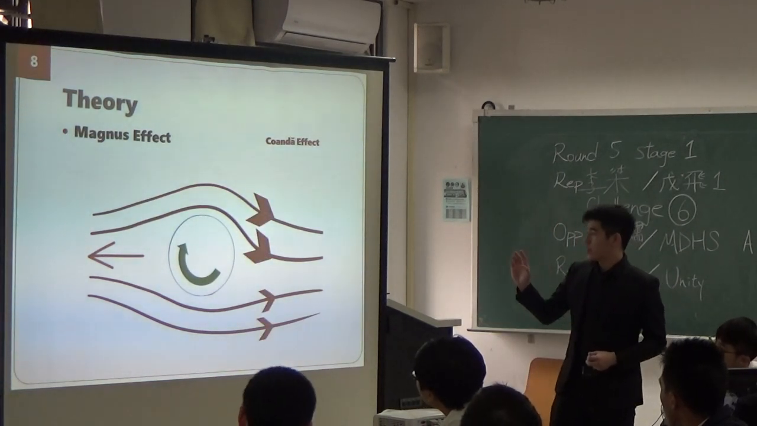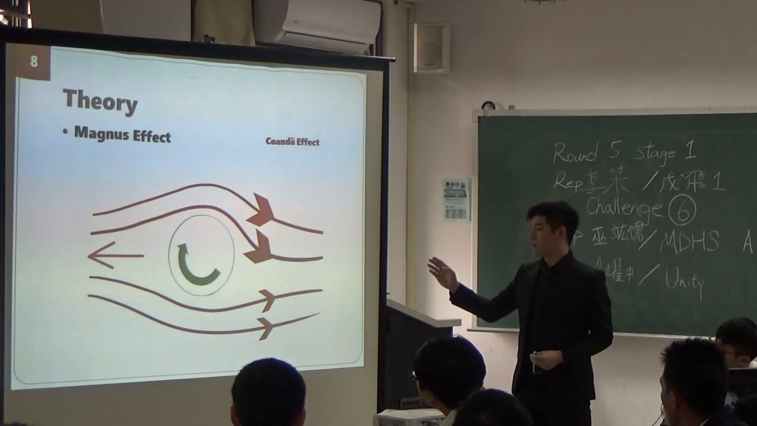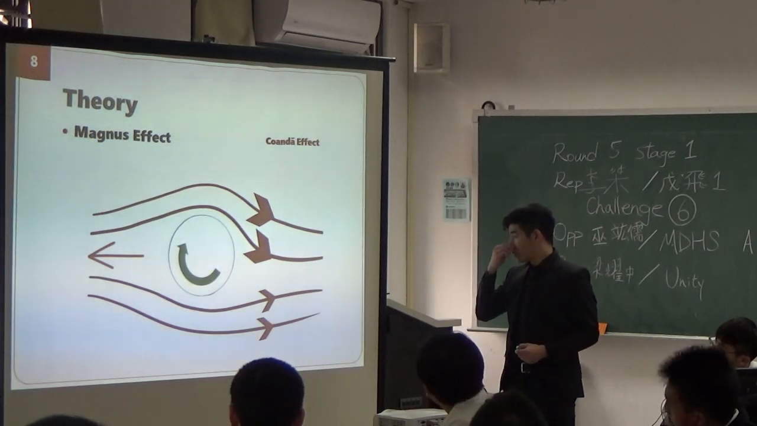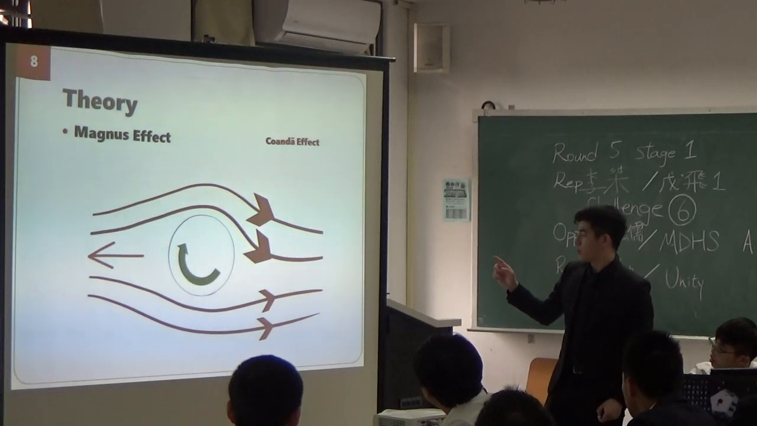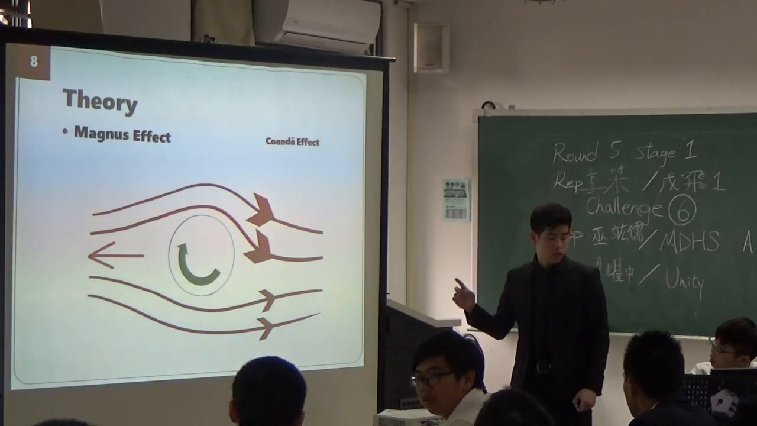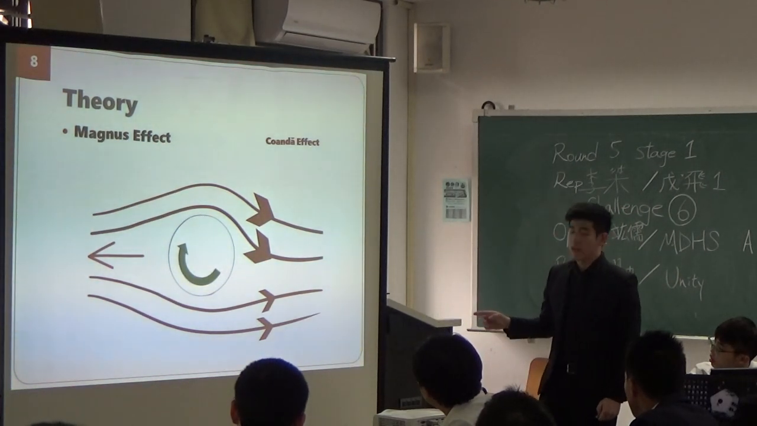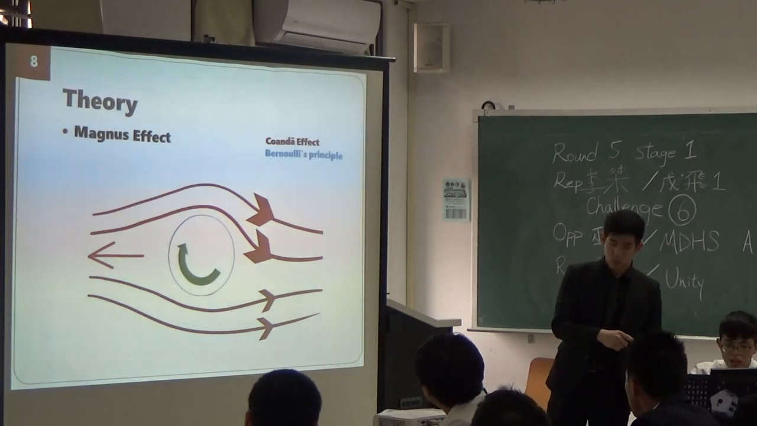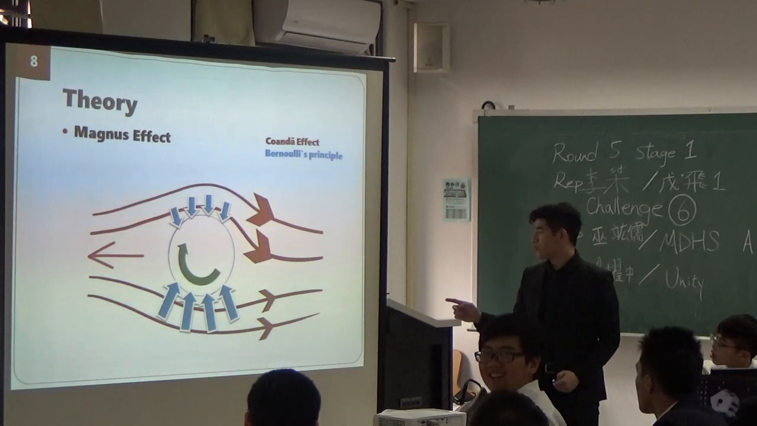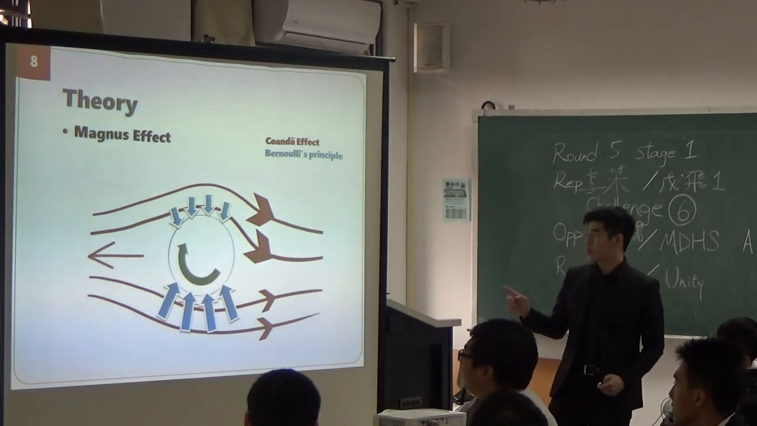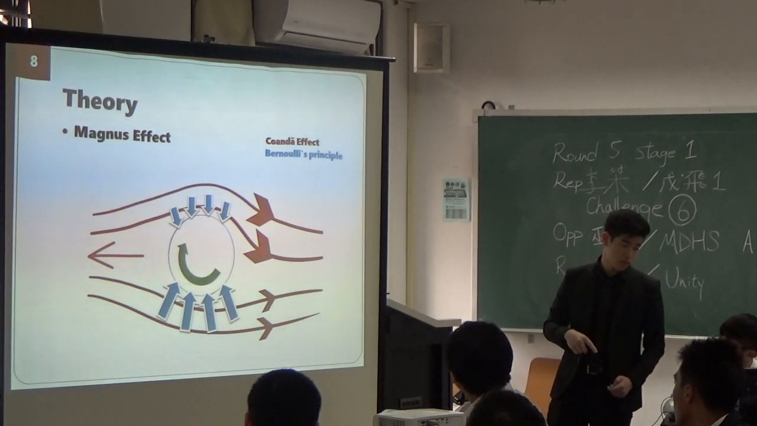And take a look at the flow above the ball. The spinning of the ball will make the flow above it faster and the flow beneath it slower. And according to Bernoulli's principle, the pressure from beneath it will be larger than the pressure above it, then causing it to rise.